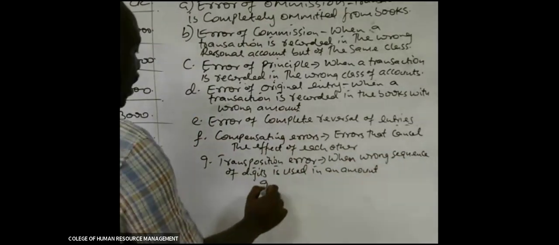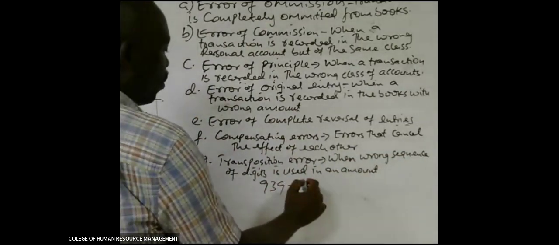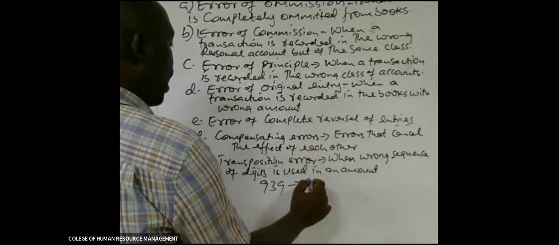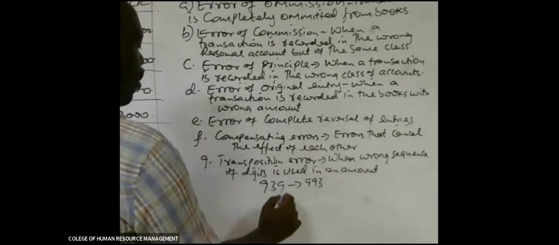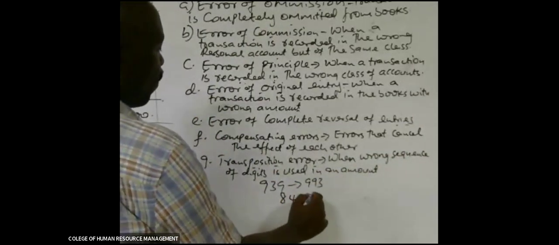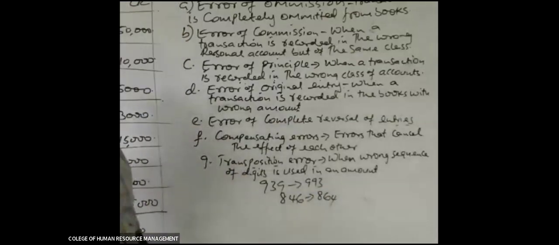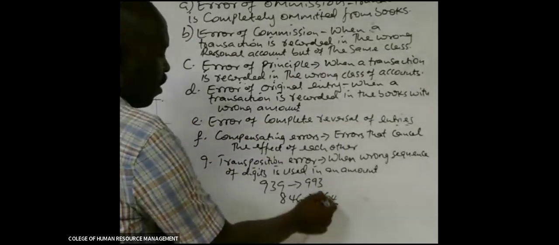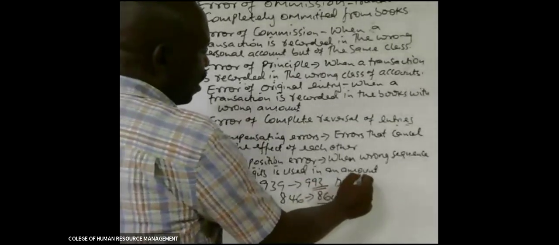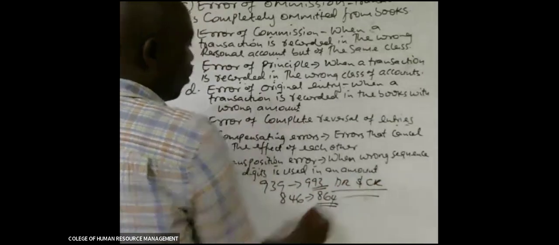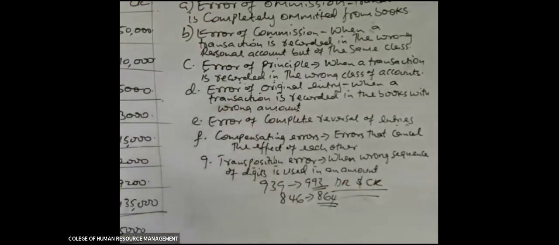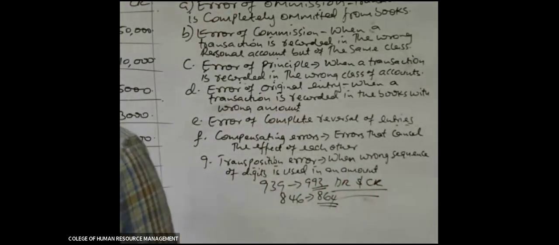Instead of using 939, you use 993. Instead of 846, you find yourself you used 864. The wrong sequence of digits in an amount. But this wrong sequence of digits is what you use to debit and credit. So they will also result into overcast and undercast.